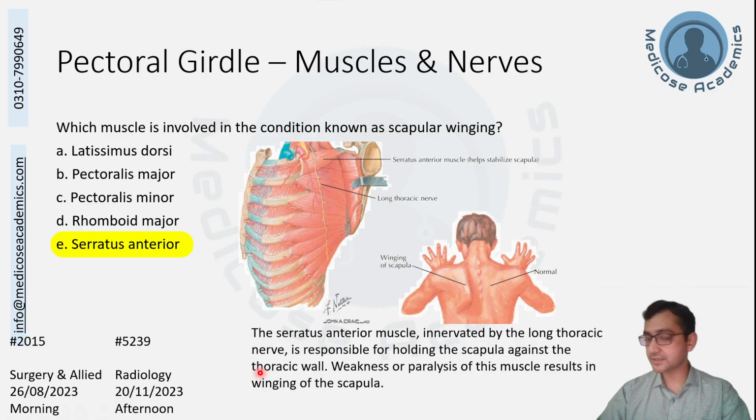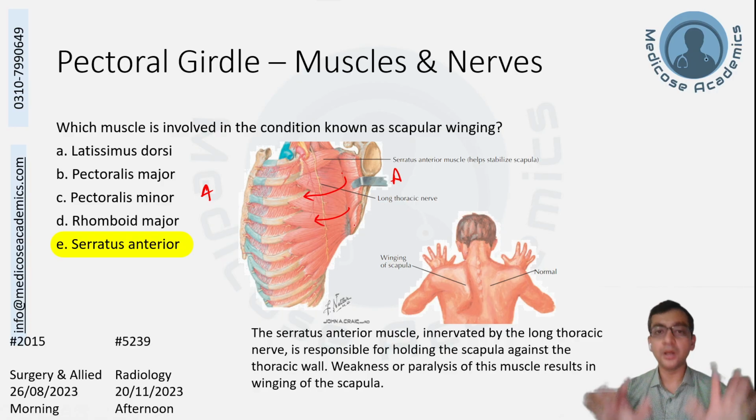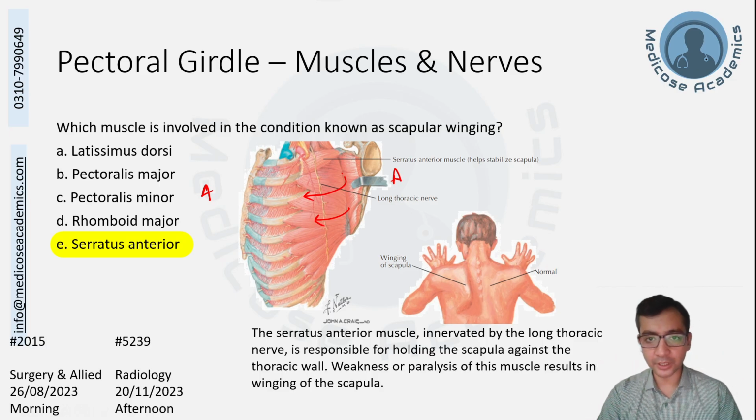It's basically the scapula. This is a picture looking at the person from the left side, and this here is the anterior aspect. This is the posterior aspect, and here is the serratus anterior. This muscle pulls the scapula forward and keeps the scapula placed near to the ribs.